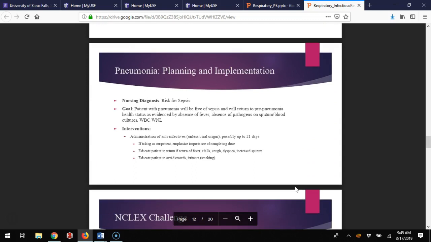We also worry about risks for sepsis with this, having it cross into the blood barrier or into the bloodstream. And so we really want them not to do this. So our goal is to prevent that and make sure that they're perfusing well and having a good oxygenation. Interventions for this. So of course, it's going to be an anti-infective. So this is antibiotics, antifungals, antivirals rarely, and then treating them with that to try and prevent anything that's in that bloodstream.